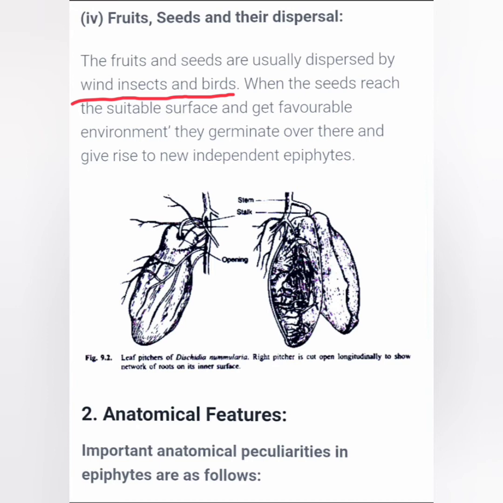Here in this figure you can see the leaf pitchers. You can see it's like a container, right? It's a picture of this Nepenthes plant, and the right one is when you cut open this picture longitudinally, you can see inside it is a network of roots, and this network of roots is present inside in order to collect the water and other nutrients. So these are some of the morphological features or adaptations of the epiphytic plants.